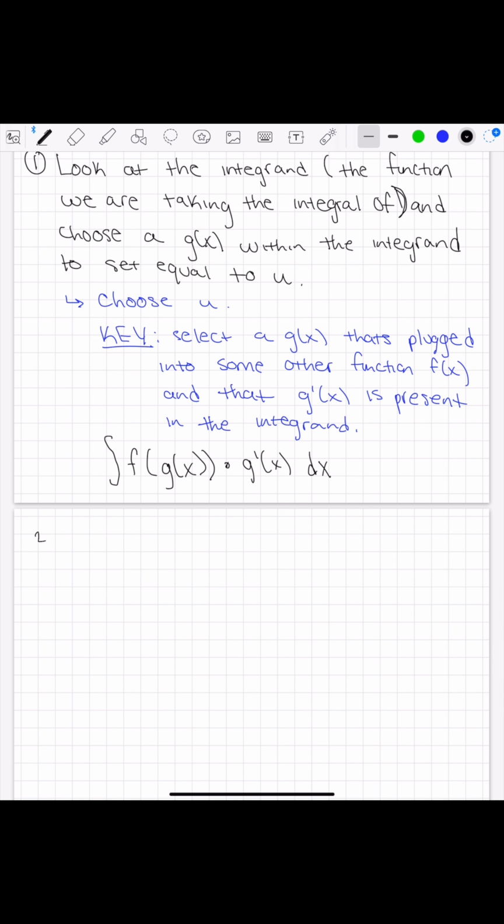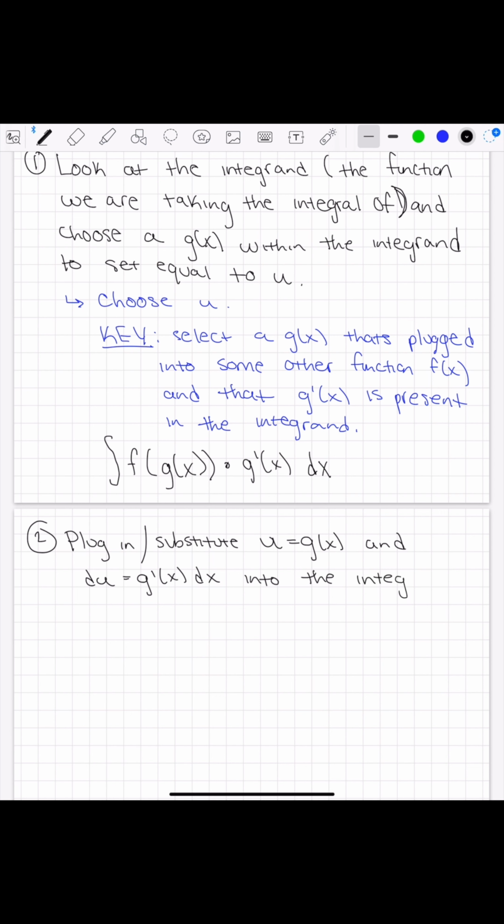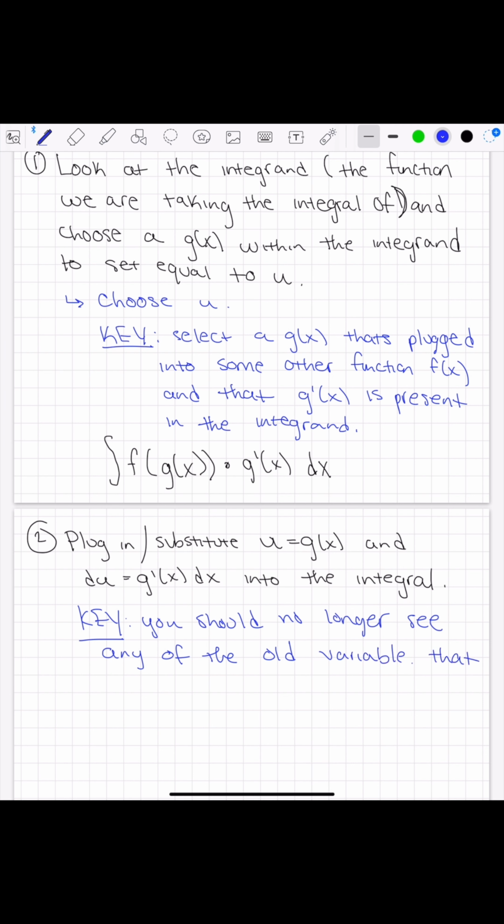And then step 2, you want to substitute in your u, which is equal to g of x, and your du, which is equal to g prime of x dx, into the integral. And once you do that, a key there is that you should no longer see any of the old variable. Only u's should be present.